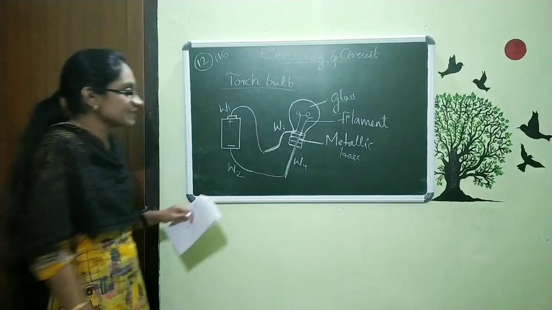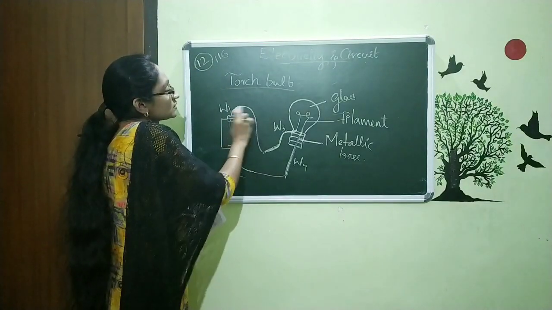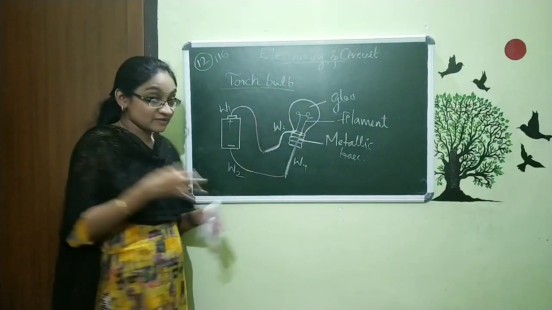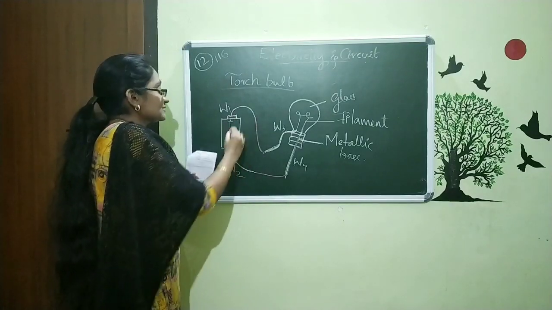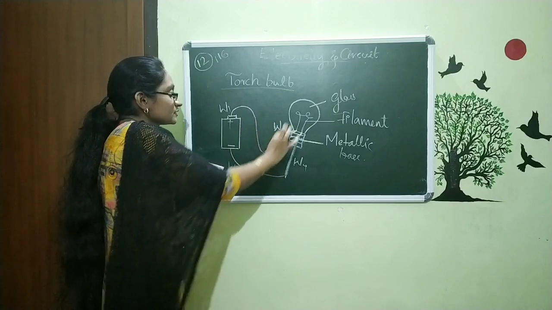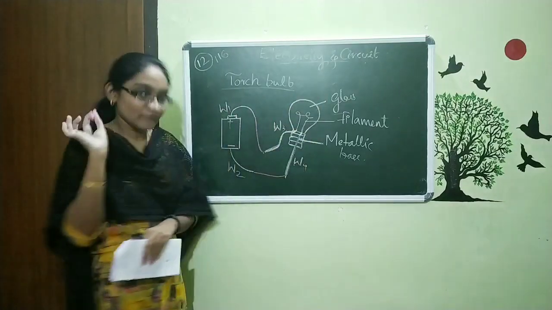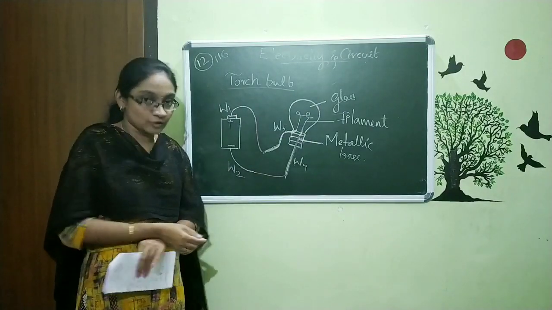Bulb will glow. That means here no gap is there between our wires. So the electricity produced in this will move from here to here. So our bulb will glow.